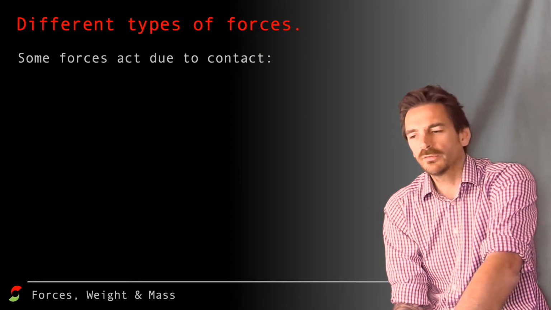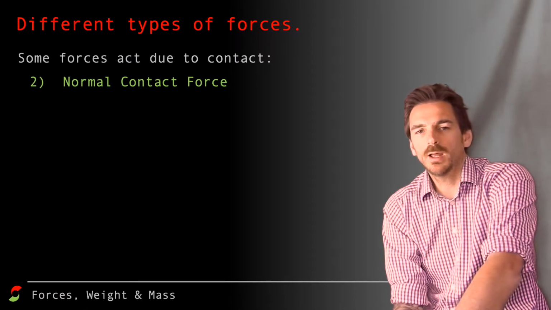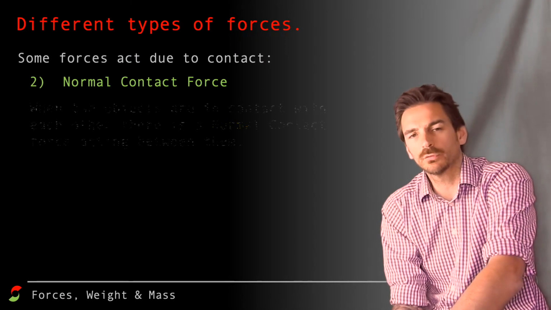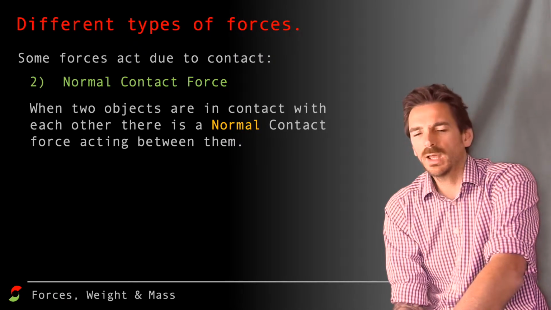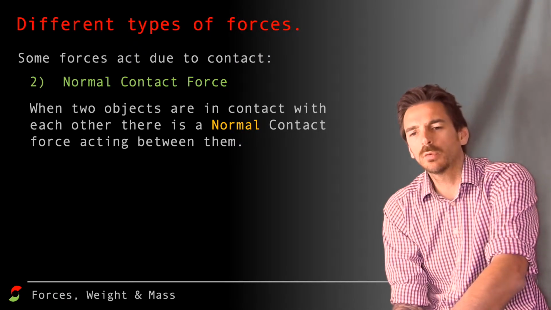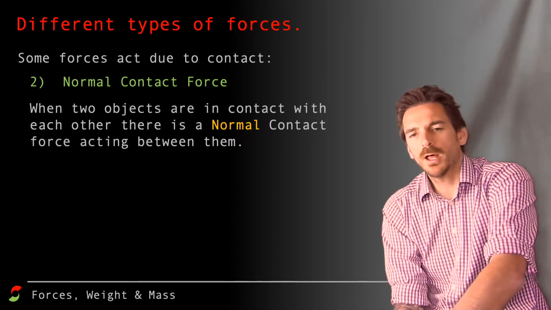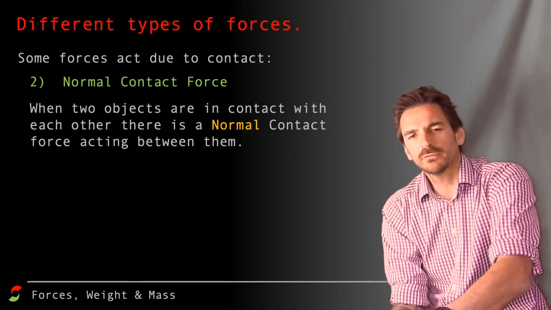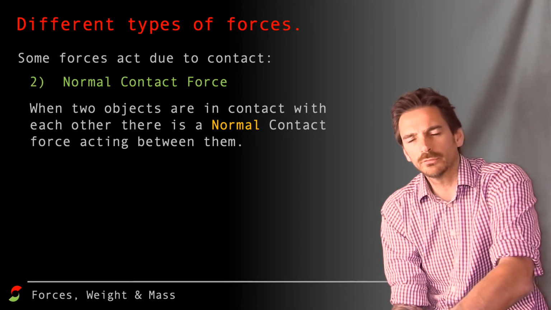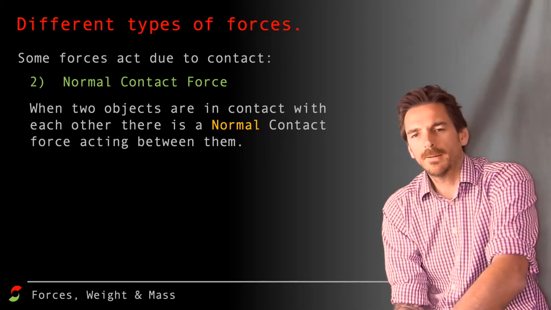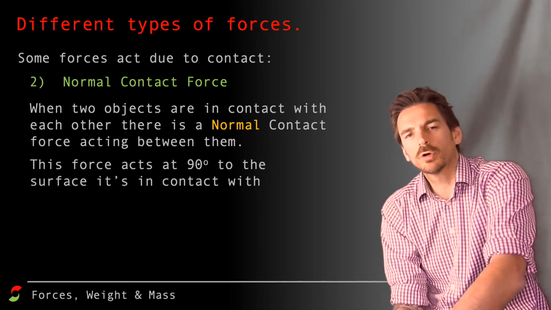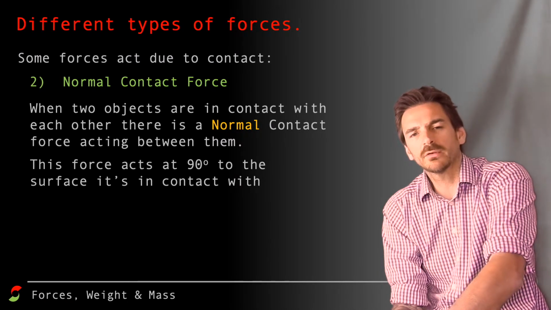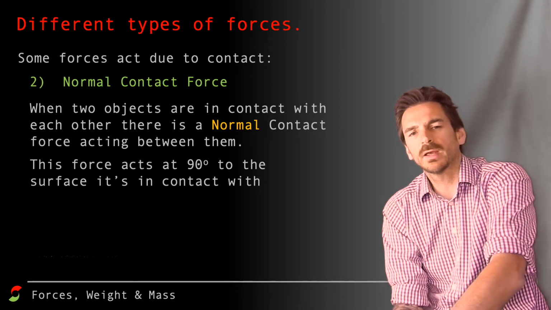Another contact force that you need to be aware of is a normal contact force, sometimes referred to as a reaction force, a normal reaction. When two objects are in contact with each other, normally when we talk about reaction forces, people or objects are either sitting or in contact with a surface, such as standing on the ground or sitting on a chair. The direction of this normal contact force is very important: it's always at 90 degrees to the surface that the object is in contact with.